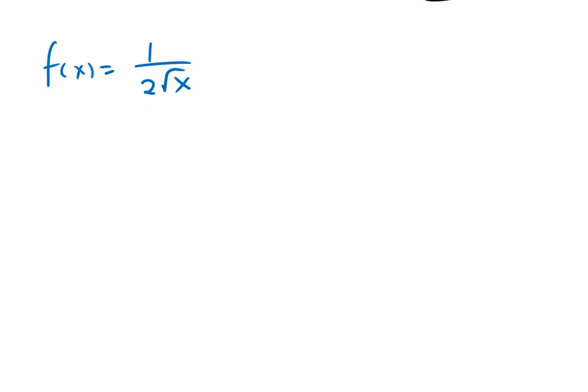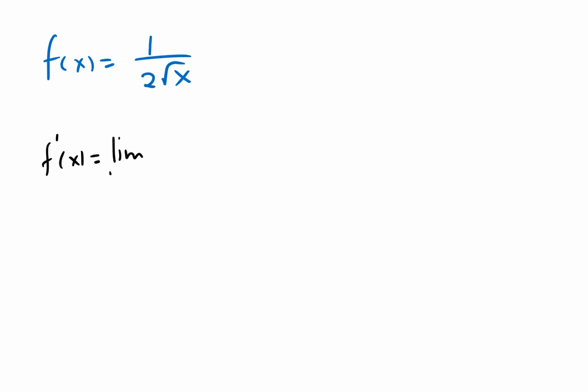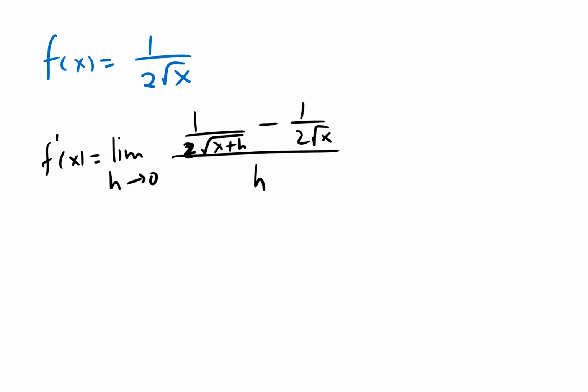Okay, so the first step would be f prime of x equals the limit as h goes to 0 of f of x plus h minus f of x, all over h. If you got that, that's good. Now we need to find the LCD to all of them. This, and this. What's the LCD? The LCD is 2 times the square root of x plus h times the square root of x.